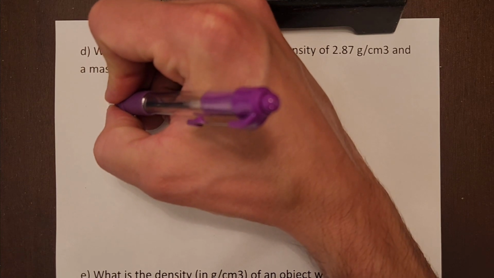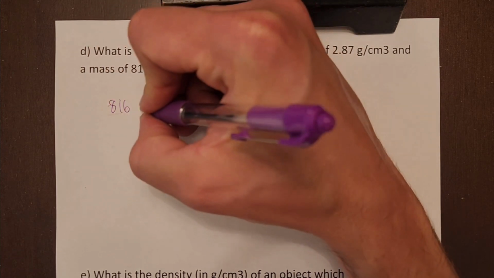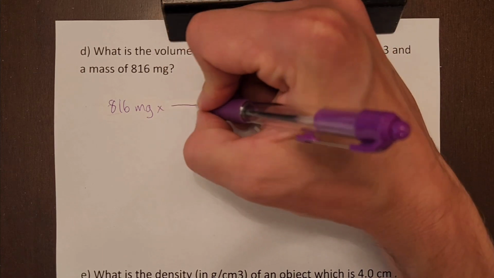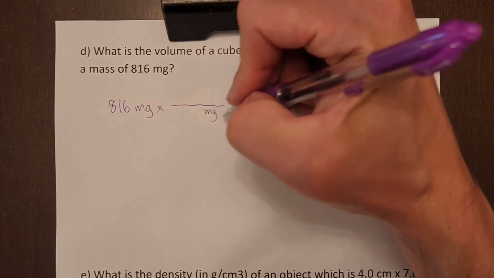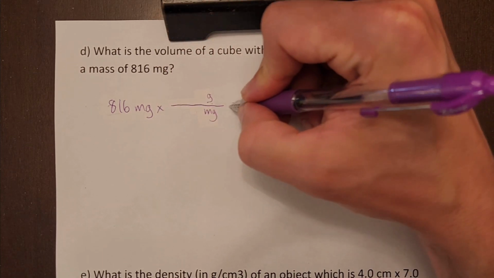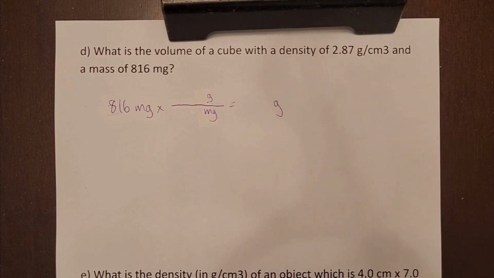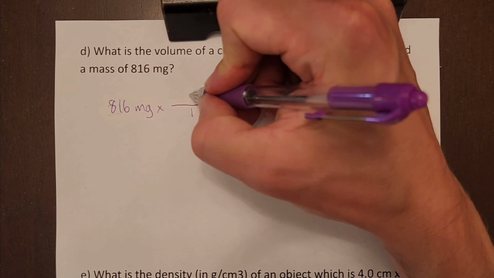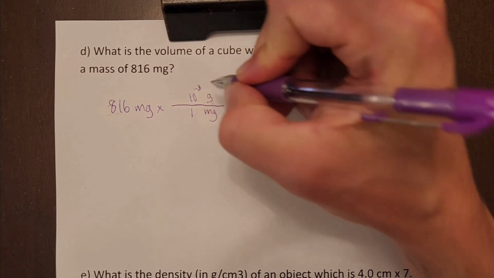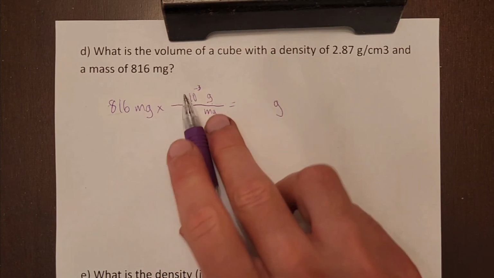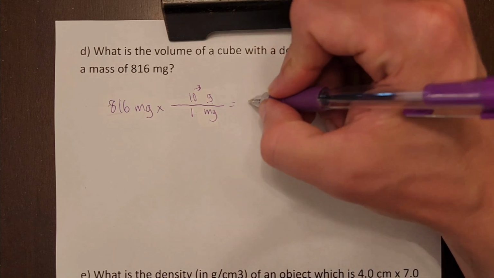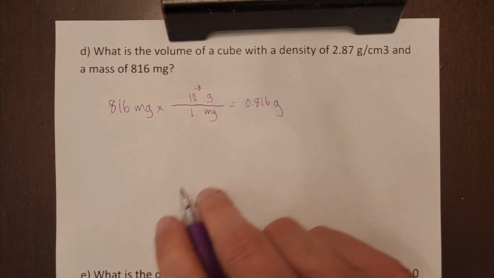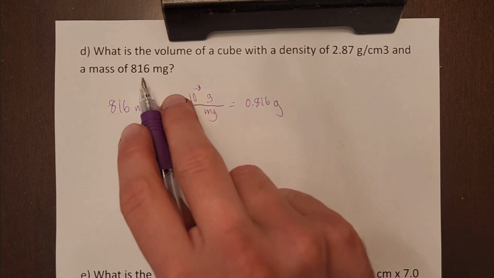So let's do that. Let's put 816 milligrams as the given, and then set up a conversion factor with milligrams on bottom so it cancels, and grams on top so we get the desired answer. And then to put in the correct numbers. So 1 milligram is 10 to the negative third grams. So we're going to take this times 10 to the negative third. Cool. The answer is 0.816 grams. That will be the mass in grams.